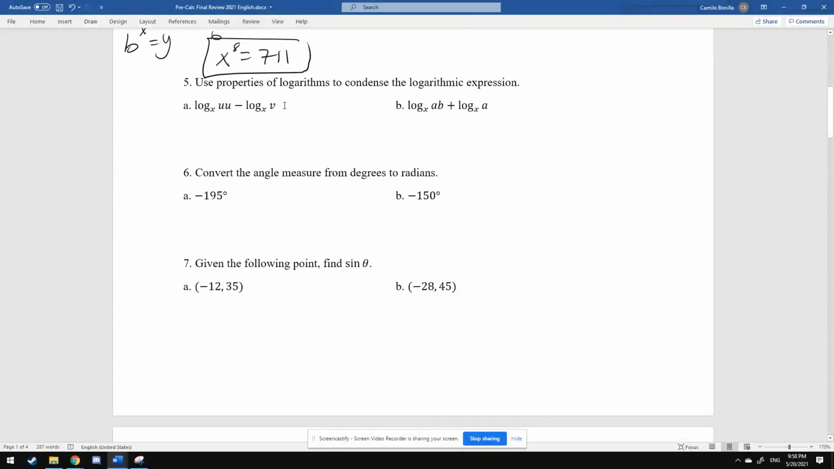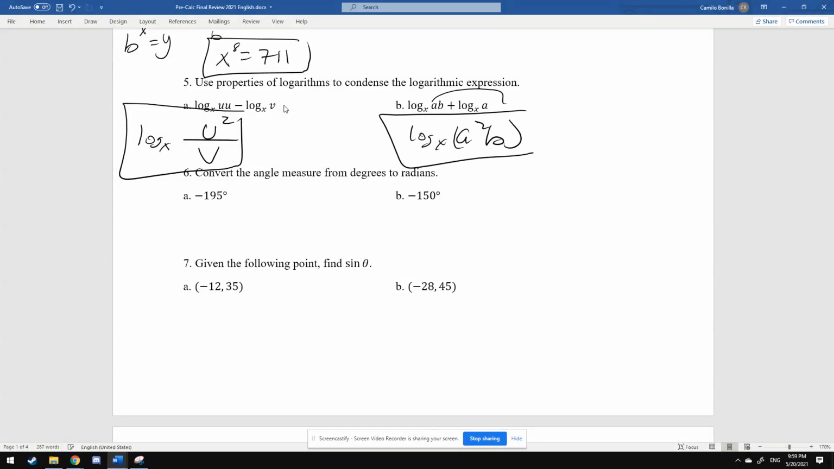All right. Using properties of logarithms, condense the logarithmic expression. That's simple. So since it's minus, I know it's going to be division. So it's going to be log base X. V goes on the bottom. Now I have U times U. So you put that U squared and you're done. I'll do this one, okay? Same idea here. It's plus, so you're going to be multiplying. So I got log base X. A times A is A squared. B, just put it there, all done, okay? So you'll get something similar to this, okay?